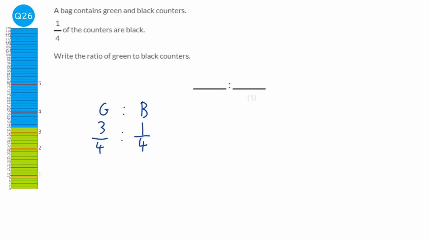And what we can do here, on both sides of the ratio, is just times by 4. So 3 divided by 4 times 4, because over 4 just means divided by 4, just gets rid of the fraction. And 1 divided by 4 times 4 is just going to be 1. Now this might surprise some people, because they will probably think it's a ratio of 4 to 1. But we can show here that it's a ratio of 3 to 1.